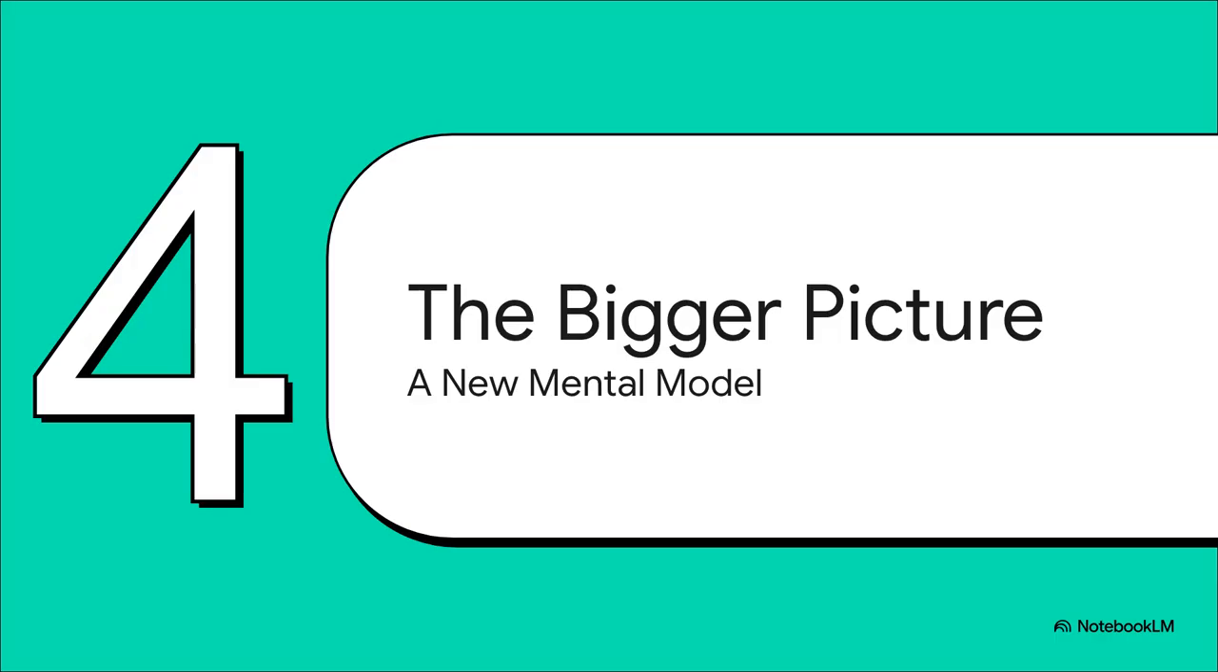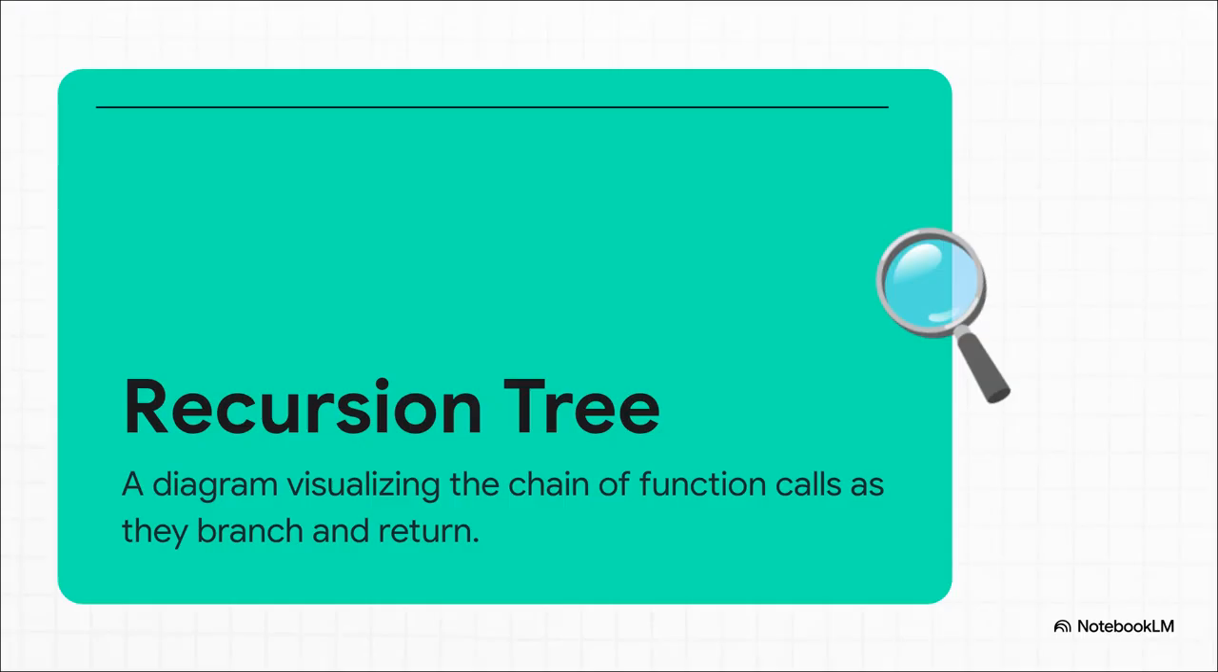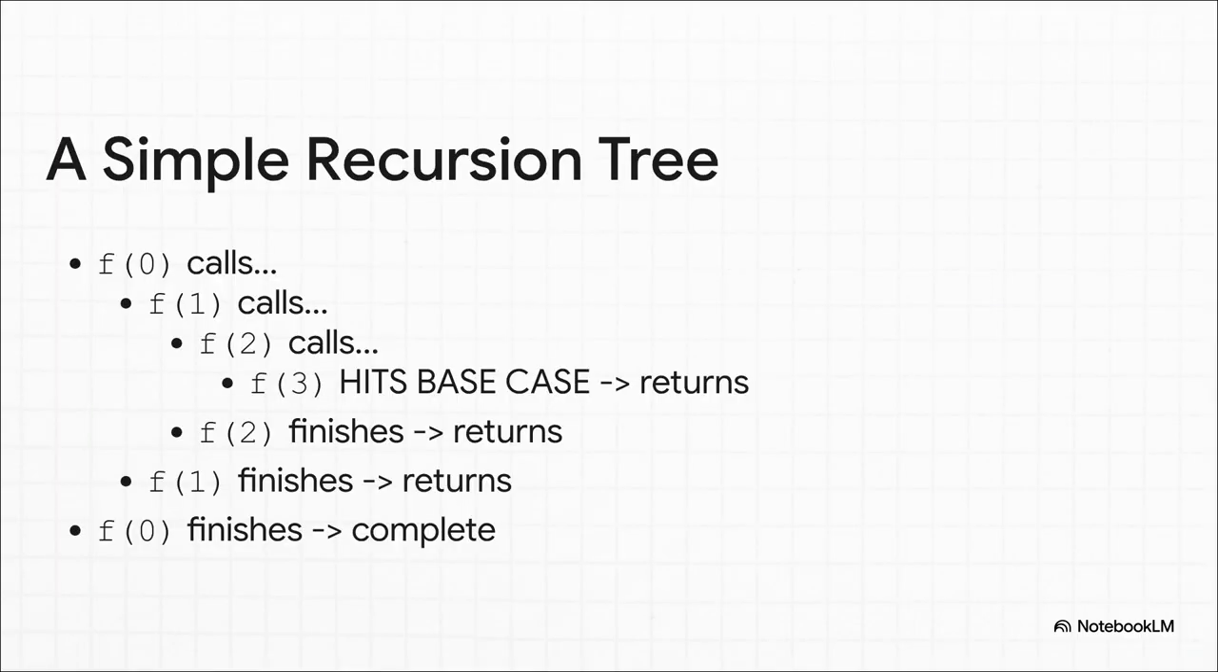All right, I know all this talk about stacks and calls can get a little heavy. So let's look at a simpler way to visualize all of this. A mental model that'll make your life a lot easier. Instead of thinking about a pile of plates, a lot of developers think in terms of a recursion tree. It's just a simple diagram that shows the chain of calls, how they branch out, and more importantly, how they come back.